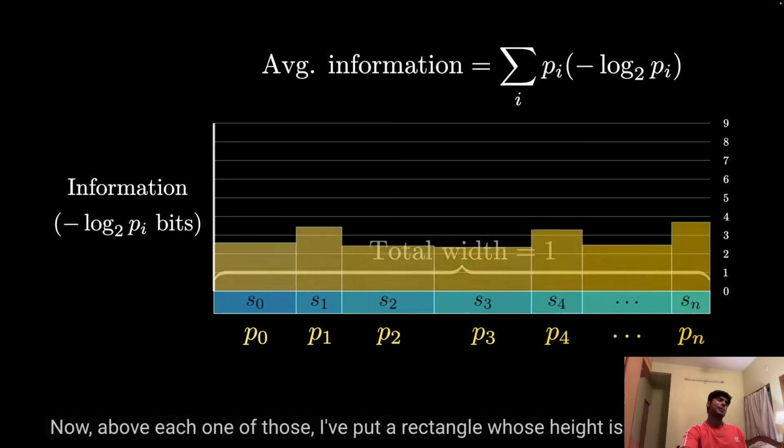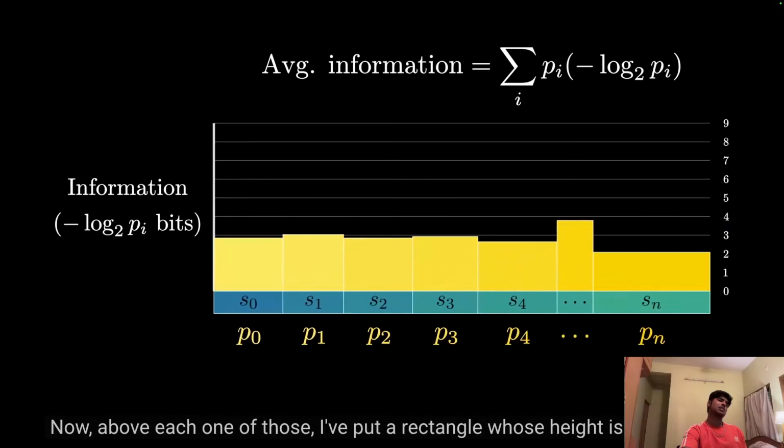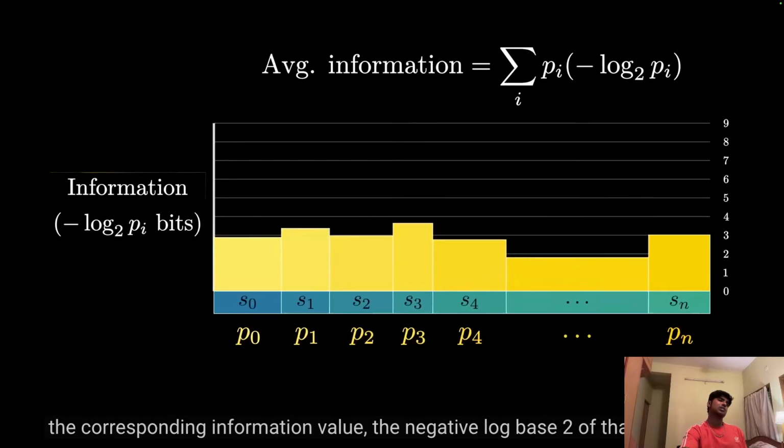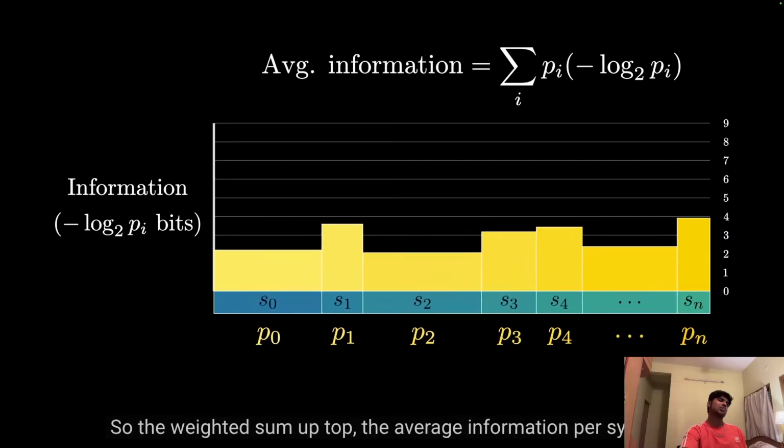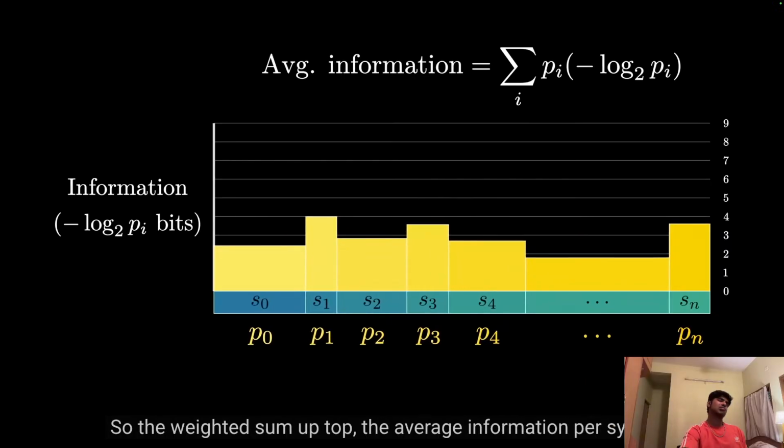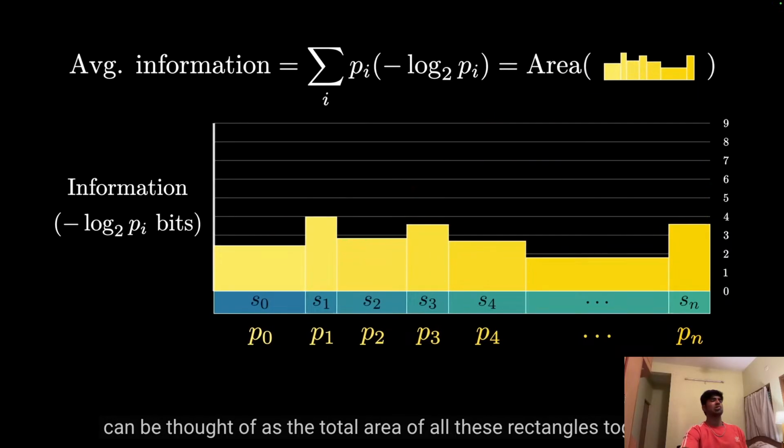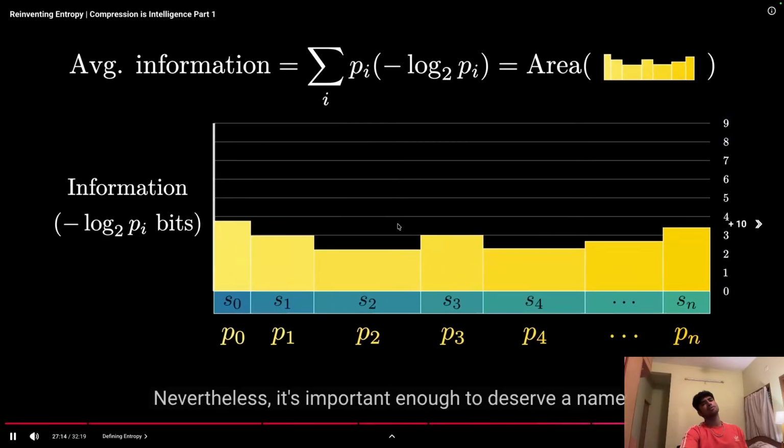Now, above each one of those, I've put a rectangle whose height is locked to be the corresponding information value, the negative log base 2 of that probability. So the weighted sum up top, the average information per symbol, can be thought of as the total area of all these rectangles together. This is not yet fully general. It only describes the case where every symbol follows the same distribution.